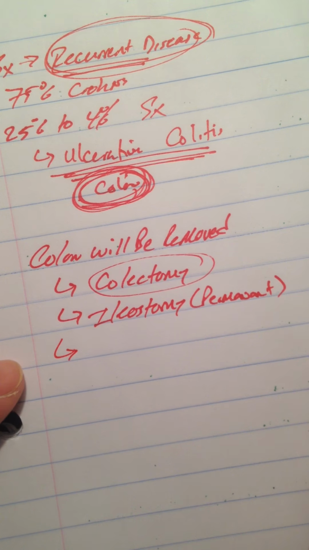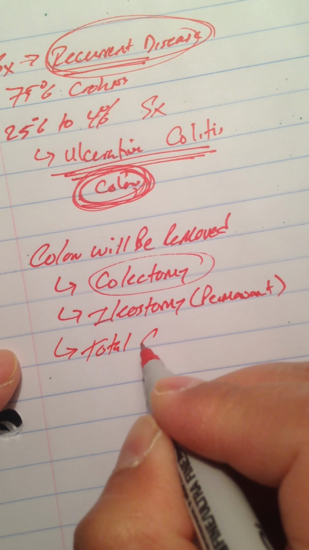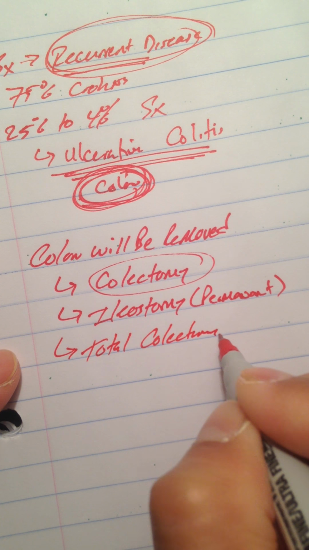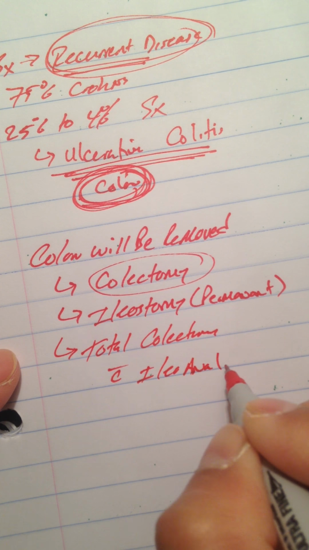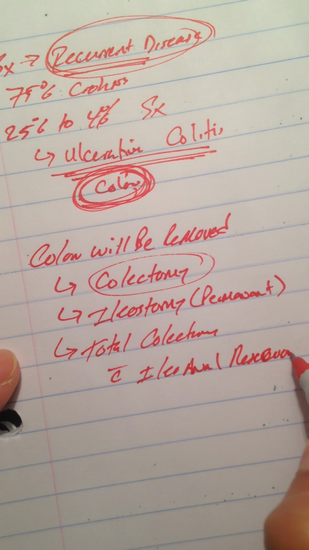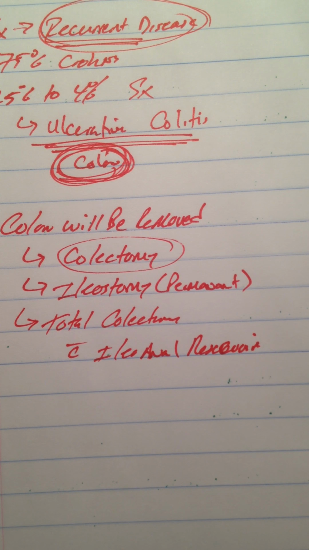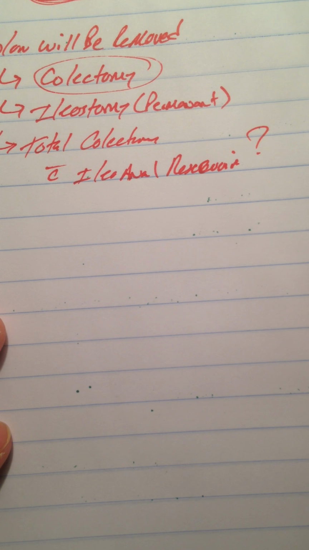And for example, something like a total colectomy with ileoanal reservoir can be performed. Now, what is that really? Let's go to my fancy drawings again.